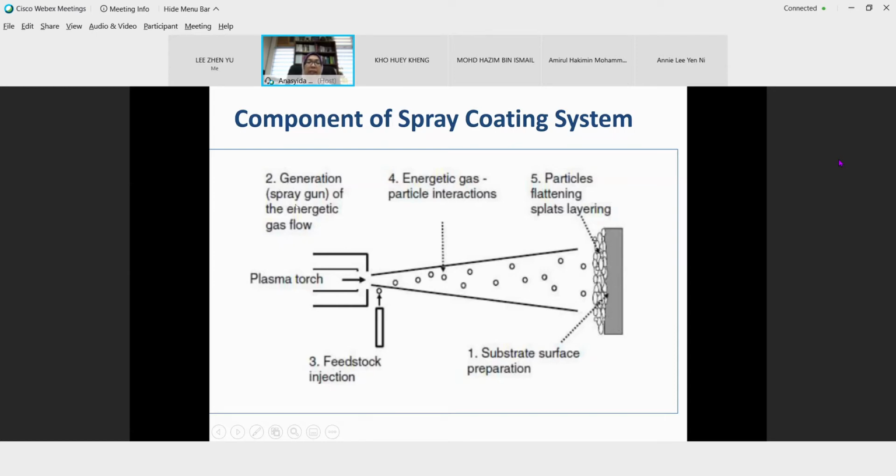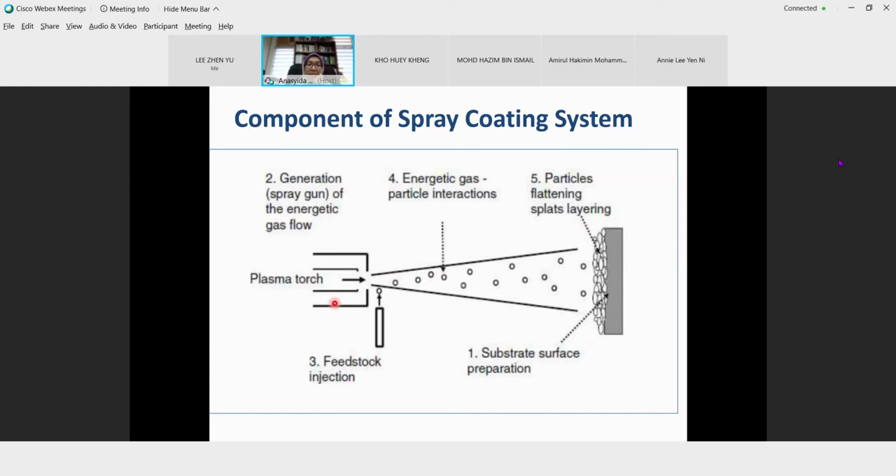And the second process is generation of the energetic gas flow in the spray gun. You can have a very high energetic gas flow to ensure that the spray pattern is what I mentioned just now. The spray is in these areas, not only small areas. So you must ensure that the spray pattern covers this whole area.